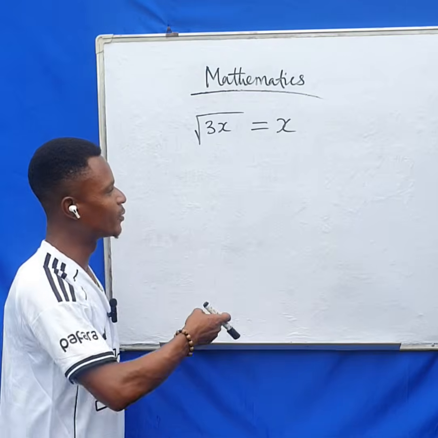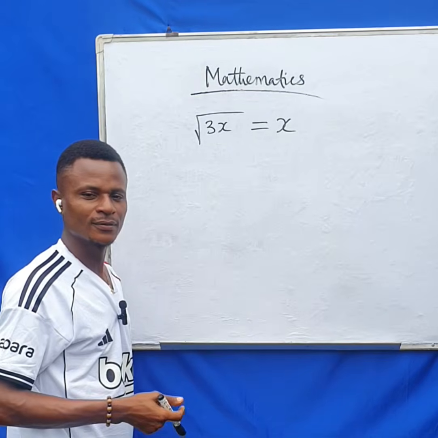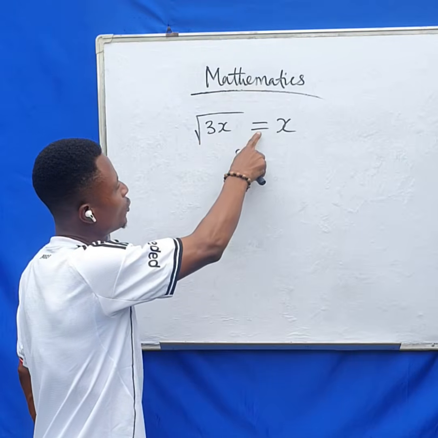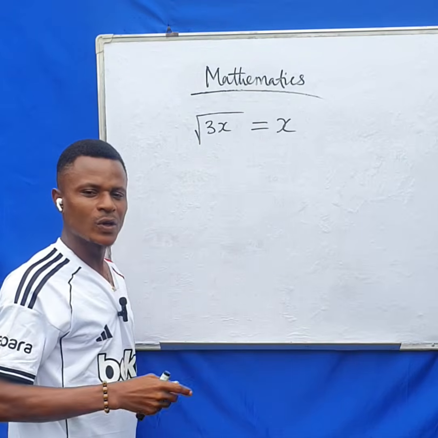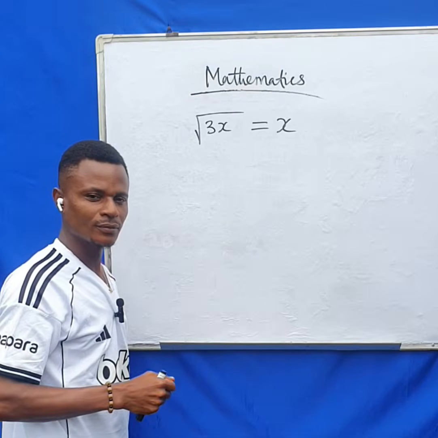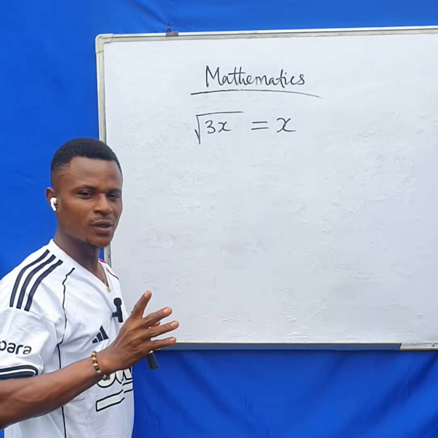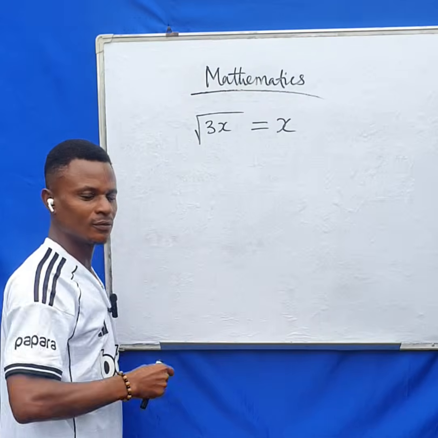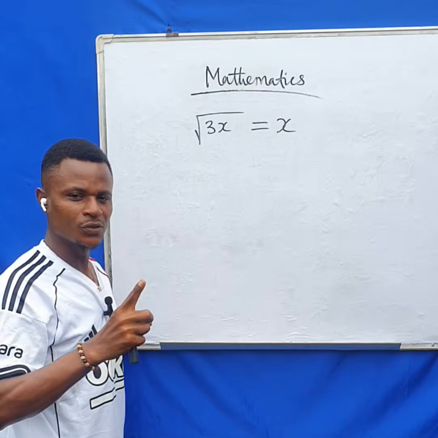Let me show you how to solve this kind of math question on the board. We are given the square root of 3x equal to x, and we are expected to find the value of x. If you want to solve this question, the first thing you need to do is to get rid of this square root sign. That's the first thing you need to do.